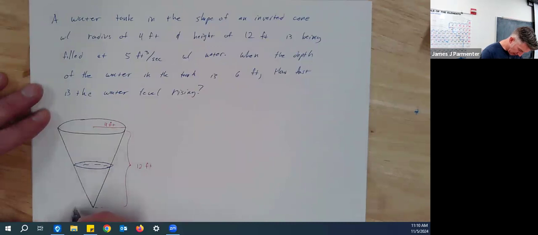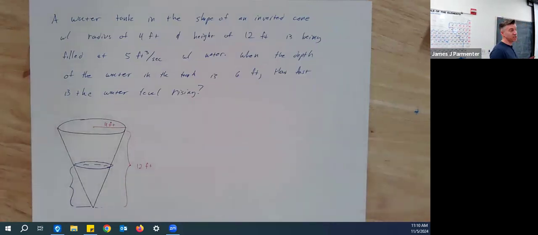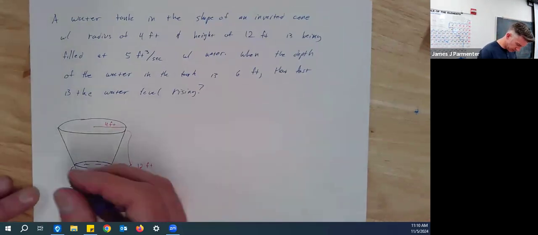And whatever the depth or the height, whatever you want to call it, of the water is, we're going to give that a variable name because it's changing. Right? So things that are changing should get names of variables. You can call it H or Y, whatever you like. I'm going to pick H because that's pretty standard.